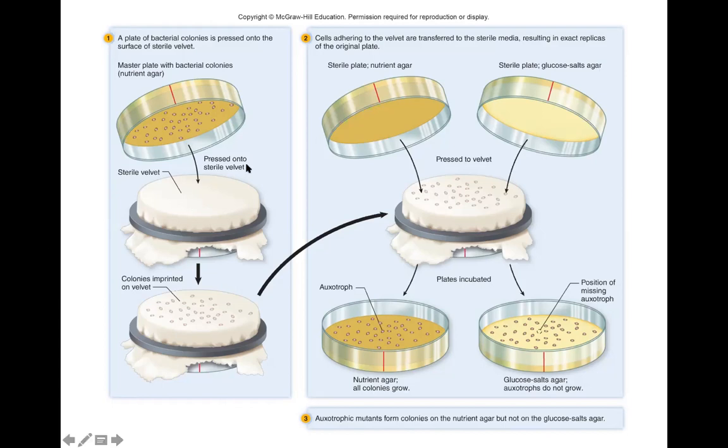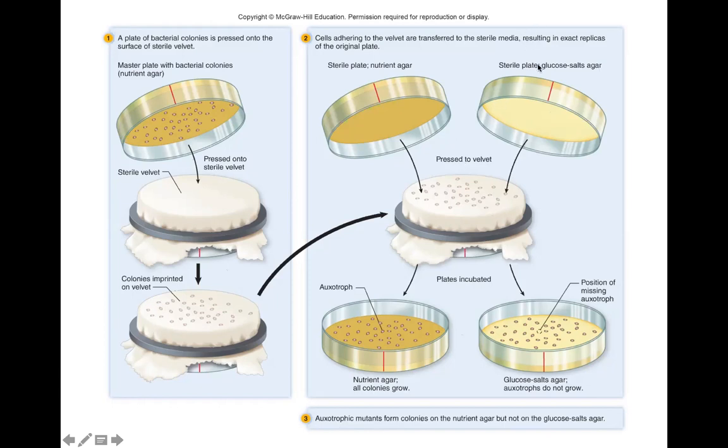You then basically create a stamped copy of your bacteria. In this case, it's a sterile velvet. You press it against the plate and you transfer over all of those colonies. So you're basically making an exact replica of the bacteria that are growing on that plate. You then take that stamp and you press it onto two different types of media. One is the same media that you had before, the nutrient agar. It contains everything, so every bacteria on that stamp should be able to grow.